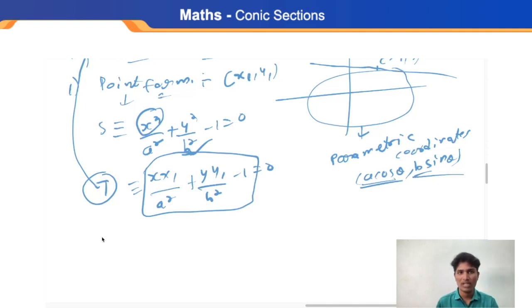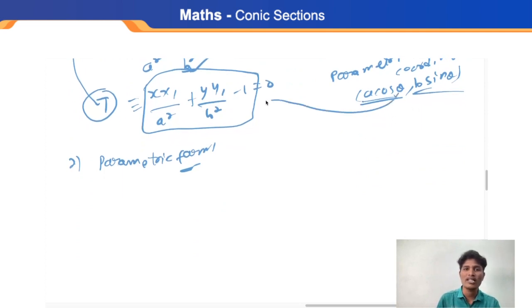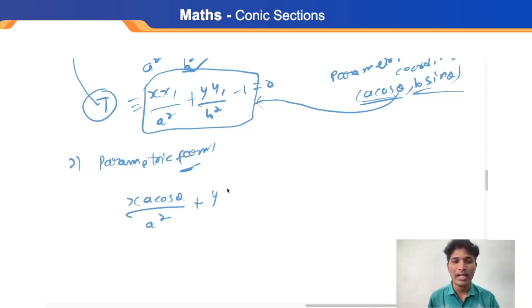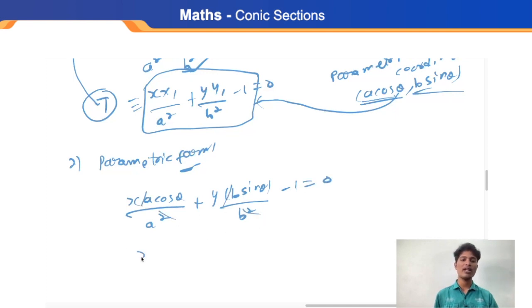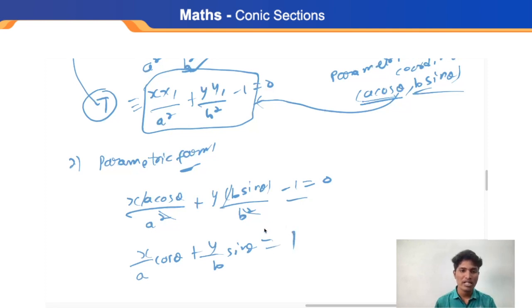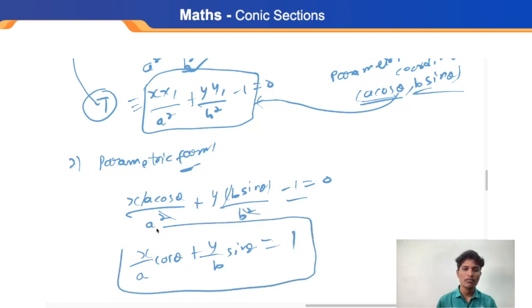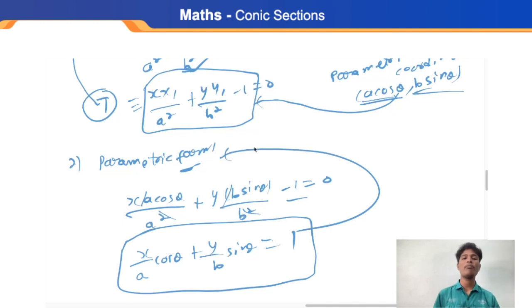What is the tangent equation in parametric form? In the parametric form, simply substitute the parametric coordinates in this equation. You will get x into a cos theta divided by a square plus y into b sin theta by b square minus 1 is equal to 0. So a will get cancelled, b will get cancelled. You will get x by a cos theta plus y by b sin theta, and if I transfer this minus 1 to right side, I will get x by a cos theta plus y by b sin theta is equal to 1. This is a tangent equation in the parametric form.